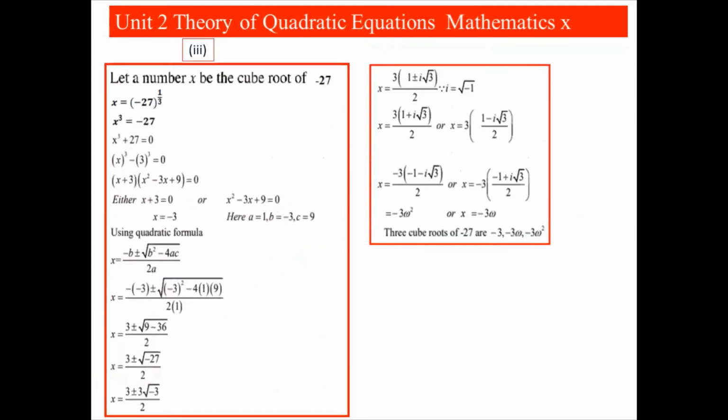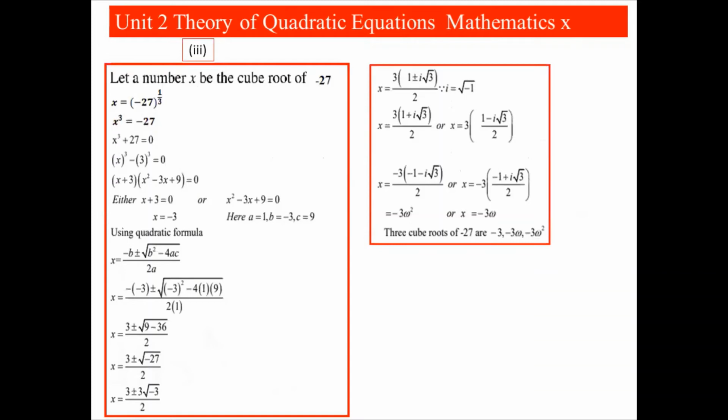Part 3. Let a number x be the cube root of minus 27. So x is equal to minus 27 raised to power 1 by 3. Taking cube on both sides, x cube is equal to minus 27. When we shift minus 27 to the left hand side of the equation, we have x cube plus 27 is equal to 0. 27 can be written as 3 cube.